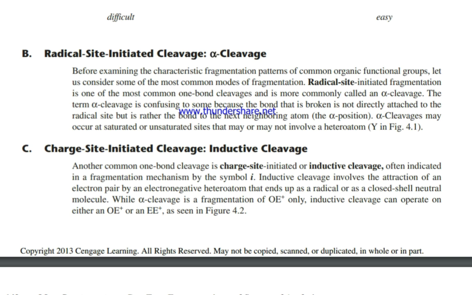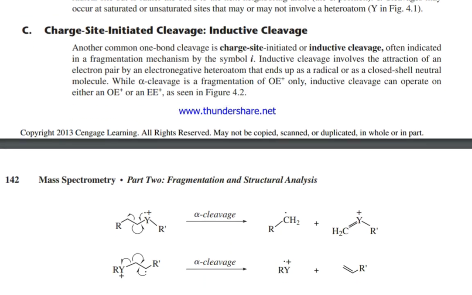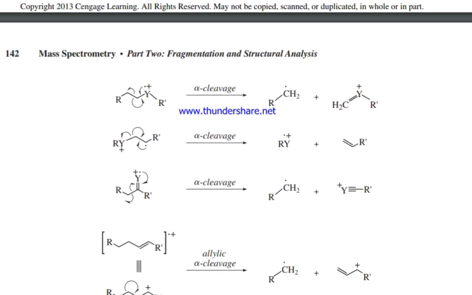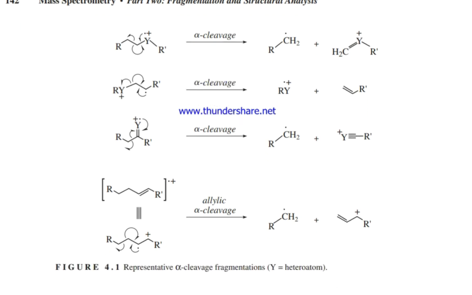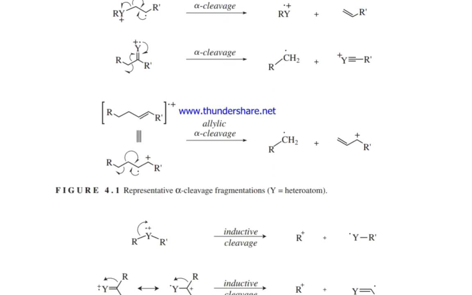So next we can see the examples of the alpha cleavage and inductive cleavage explained in this book, and later on I will explain them deeply at the end of this video. So first we'll look at the examples of the alpha cleavage that are given in this book. These four examples are the simplest examples of the alpha cleavage.